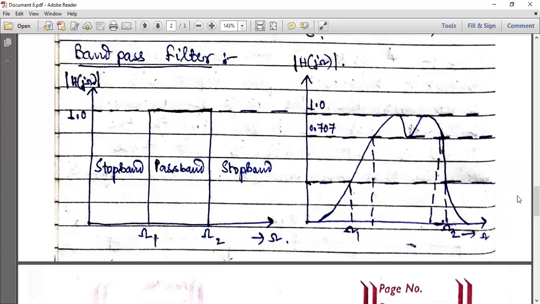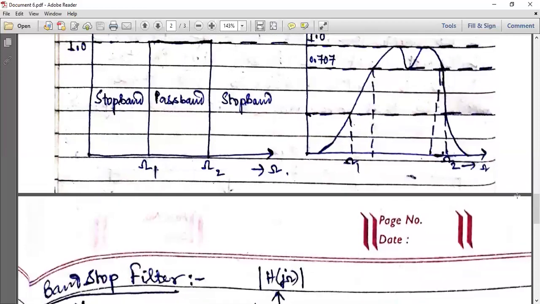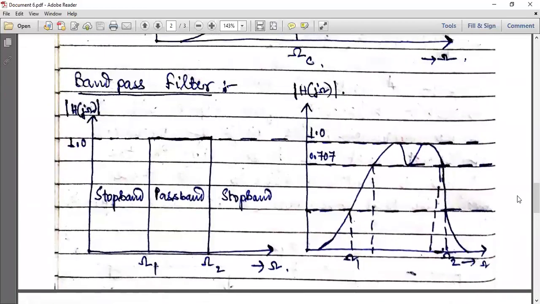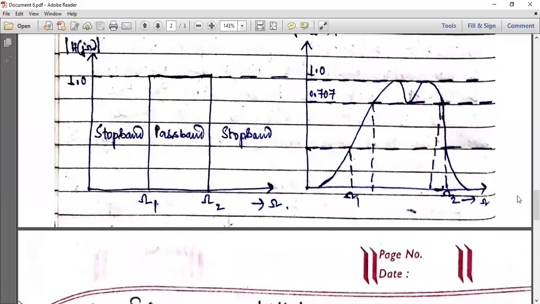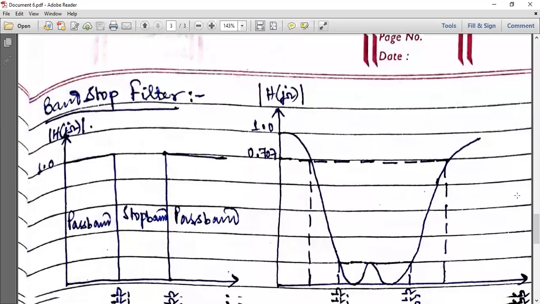Okay. So the ideal and practical curves you can see here. The first curve is the ideal one. The second curve is the practical one. Okay. Now come to the magnitude response, obviously. Don't forget, these are all curves of the magnitude response.